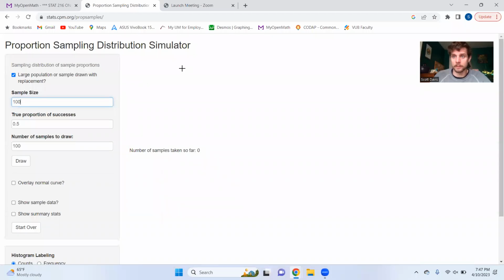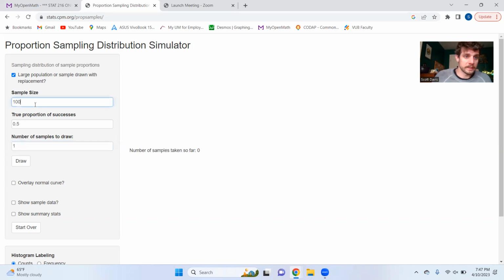This video is to run through the proportion sampling distribution simulator. So we are now imagining that we are collecting samples and we want to look at the potential sample proportions that we could get for various true population proportions. Everything we're thinking right now is related to the binomial distribution, where here's our probability of success, or the true proportion, n is our sample size, and then the number of samples to draw. We're just going to do one at a time for right now, and then we'll explain what's happening.